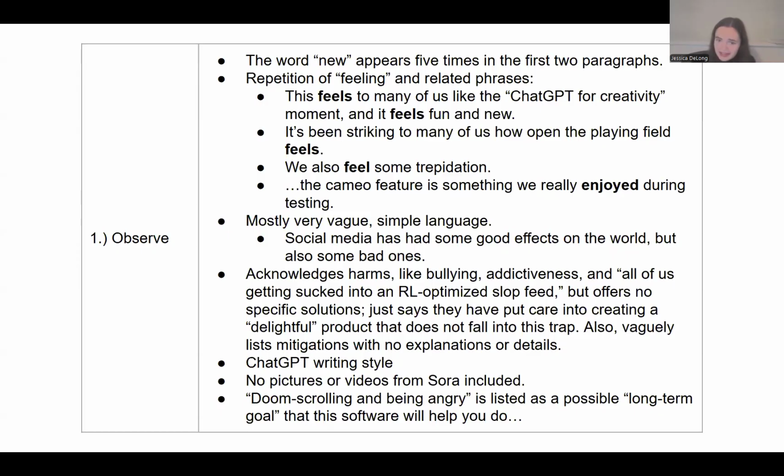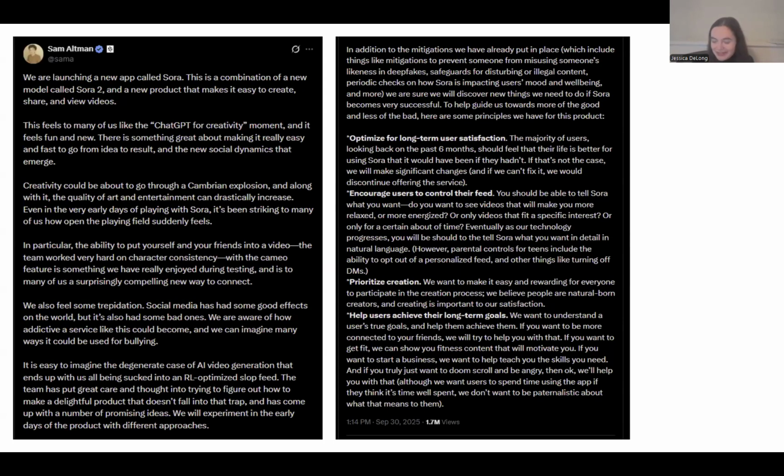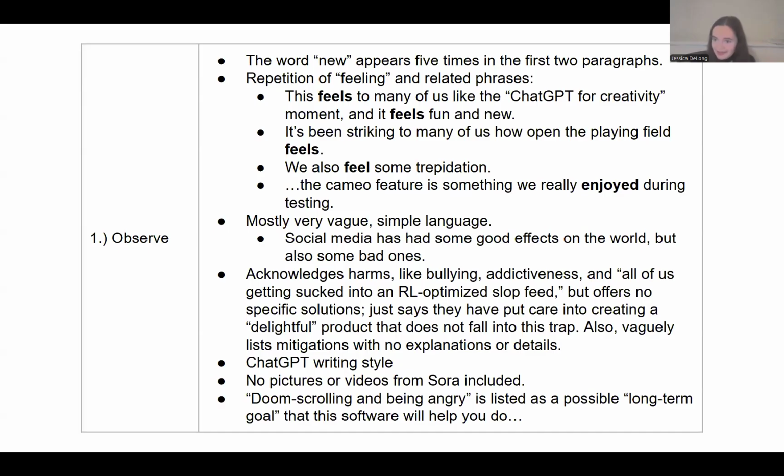But some of the things I observed were that the word new appears 5 times in the first 2 paragraphs. He really wants, well, this is me interpreting, but that's okay. Again, you're going to move through all those steps more fluidly than 1 and then 2 and then 3. But he goes, new app called Sora, combination of a new model and a new product. That second paragraph especially, this feels to many of us like the ChatGPT for creativity moment, and it feels fun and new. Again, it just feels like he's really emphasizing that this is a new thing. So that was something that my brain kind of picked up on.